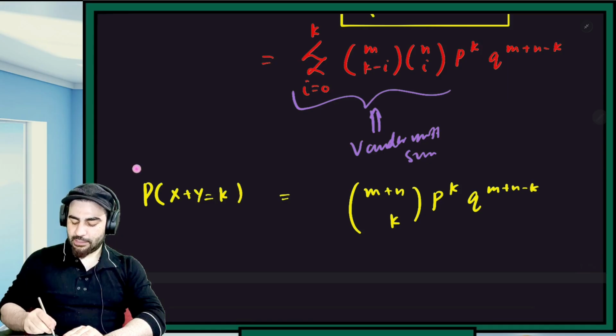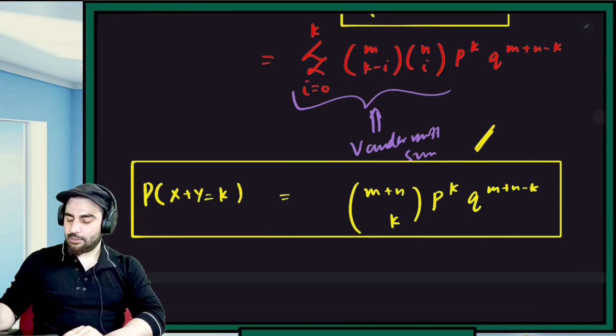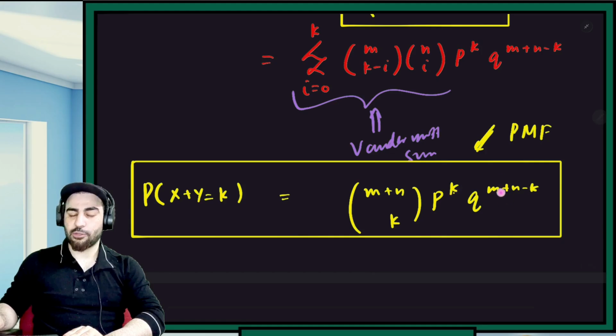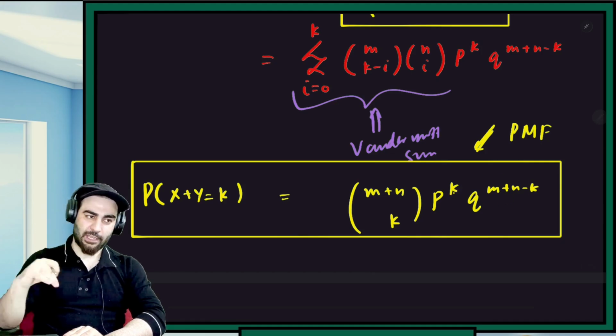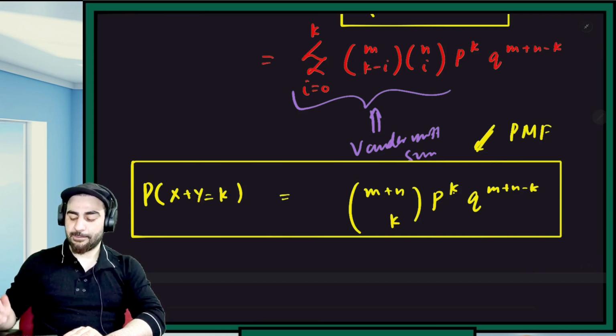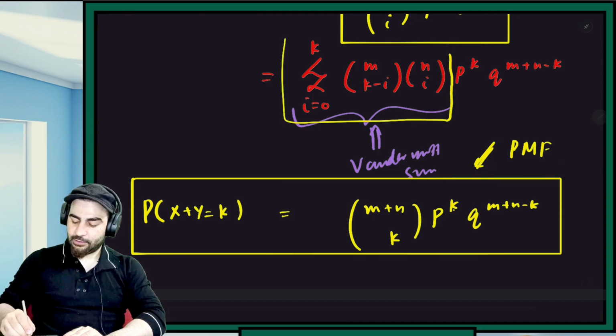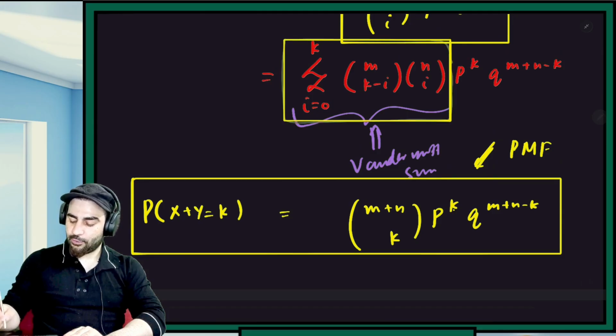Now you see that this is actually a binomial distribution, because this is the PMF that we got out of this, and it is a binomial thing. So if you see, this is m plus n choose k, and if you add these things, k plus m plus n minus k, this will also be m plus n. So it is like n choose k, where you had p to the power k and q to the power n minus k, so this is similar to that. Now we need to see how this portion is equal to m plus n choose k.